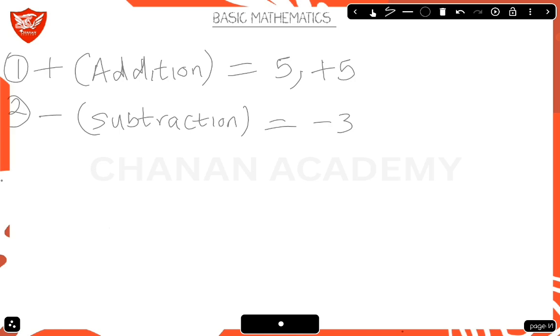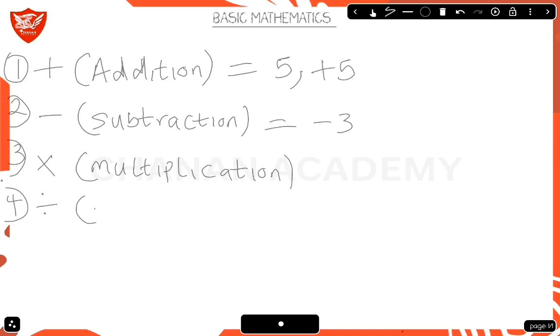So that's it. Number 3, we'll talk about the multiplication sign. So this is the multiplication sign. And number 4 is the division sign. Division.